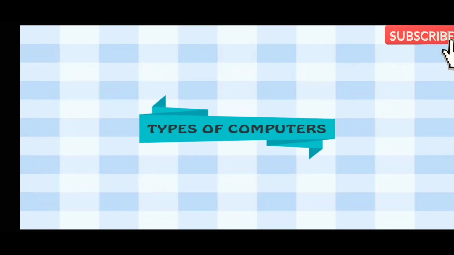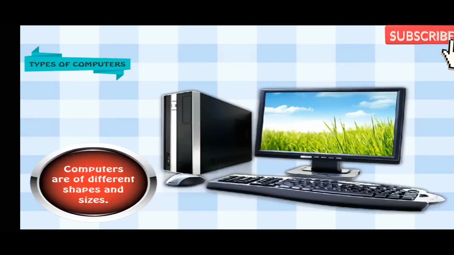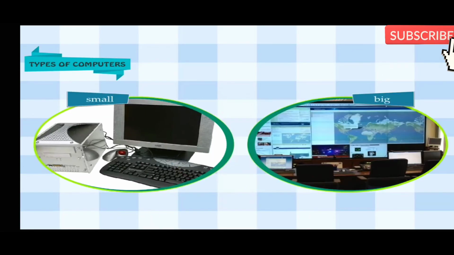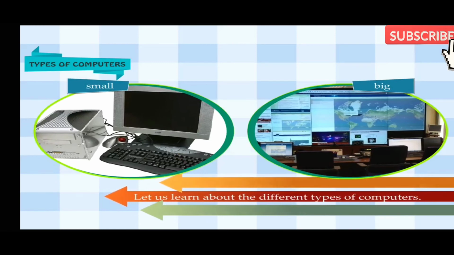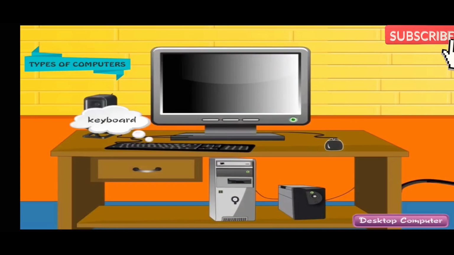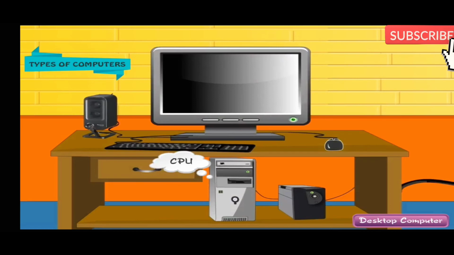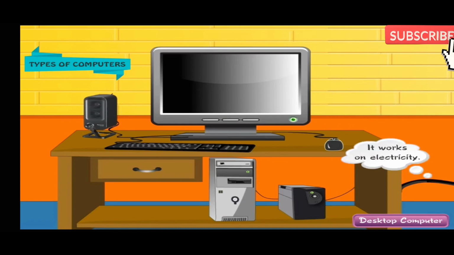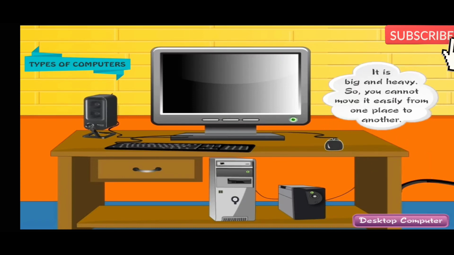Types of computers. Computers are of different shapes and sizes. Some are big while others are small. Let us learn about the different types of computers. Desktop computer. It has a keyboard, mouse, monitor and CPU that are connected together using wires. It is kept on a desk or a table. It works on electricity. It is big and heavy, so you cannot move it easily from one place to another.